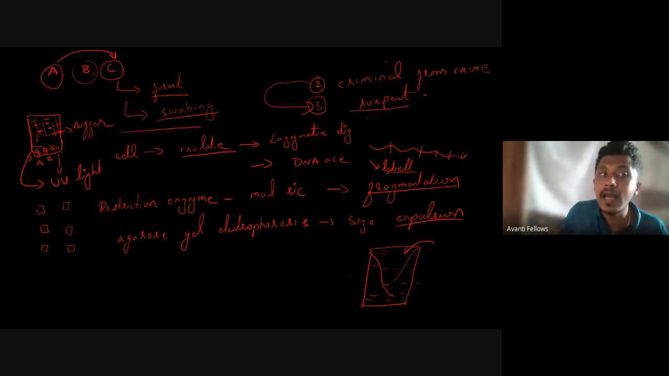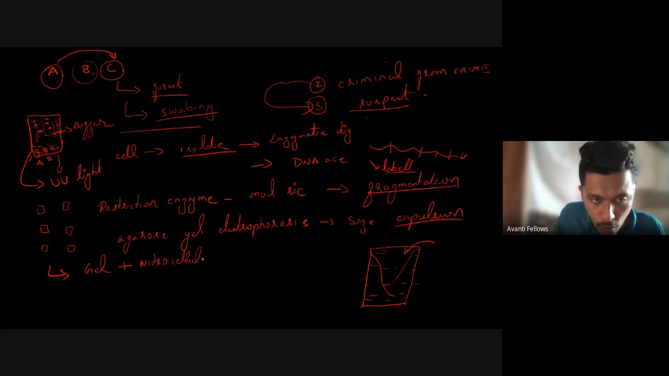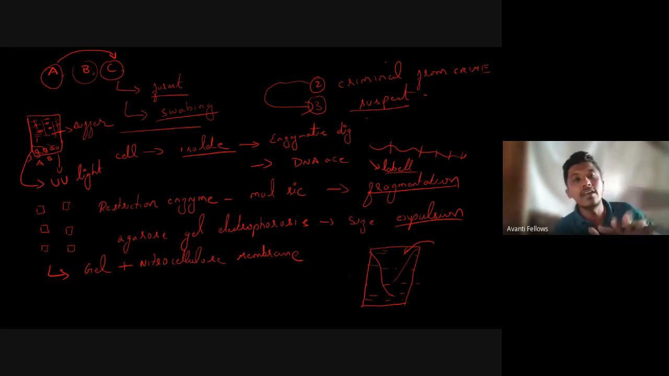Understood? Once they are separated, I know that I have successfully separated the bands based on size. Now, what is my next step? Once I'm done with this gel, I have to make sure that this gel is transferred onto a membrane where I can do my hybridization. So how do I do that? I will take my gel and place it on a nitrocellulose membrane. My gel is very, very wet.